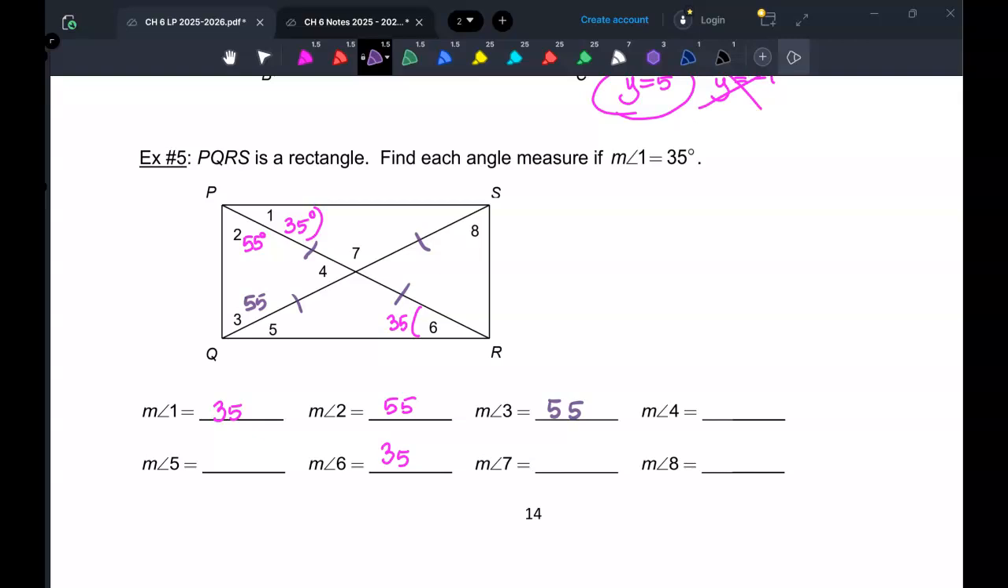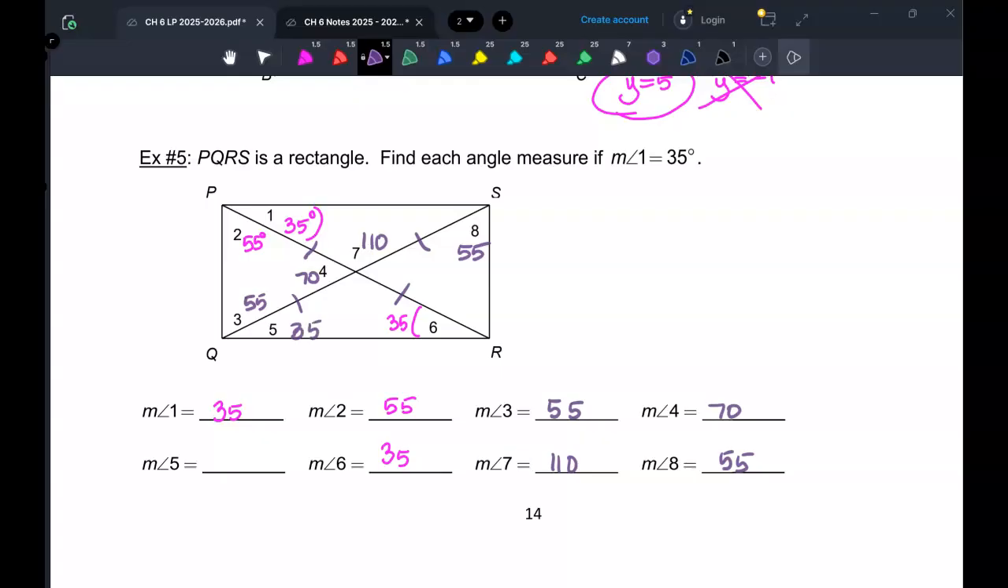So these two angles add up to 110, so 4 has to be 70 in order for them to add up to 180. And 4 and 7 make a linear pair, so 7 is 110. And 70 has to go on the opposite side because of vertical angles. But it's an isosceles triangle, so the other two have to equal 110, so 8 is 55 also. And 5 has to be 35.